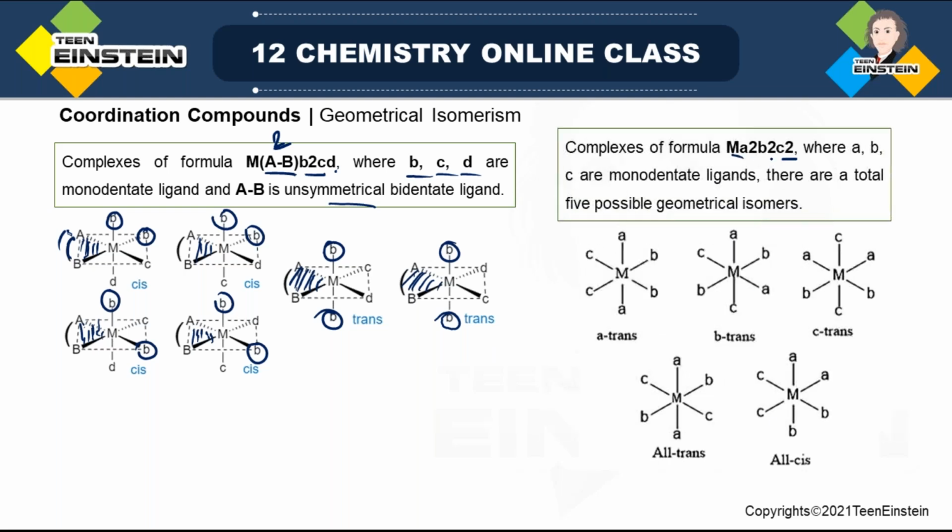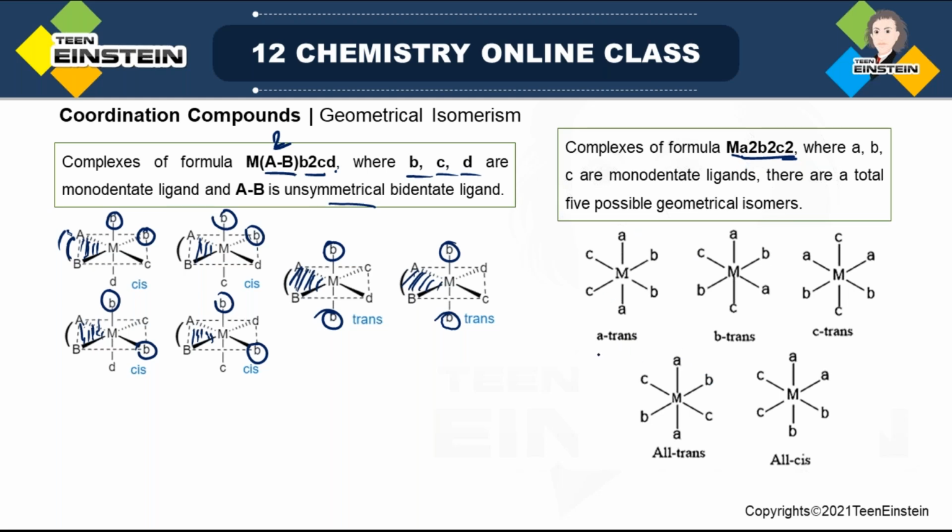Next type: Ma2b2c2. So all are monodentate ligands. Three different types of monodentate ligands we have taken. There are a total of 5 possible geometrical isomers. Now, how will you write it? See, it seems difficult, but it actually is not.